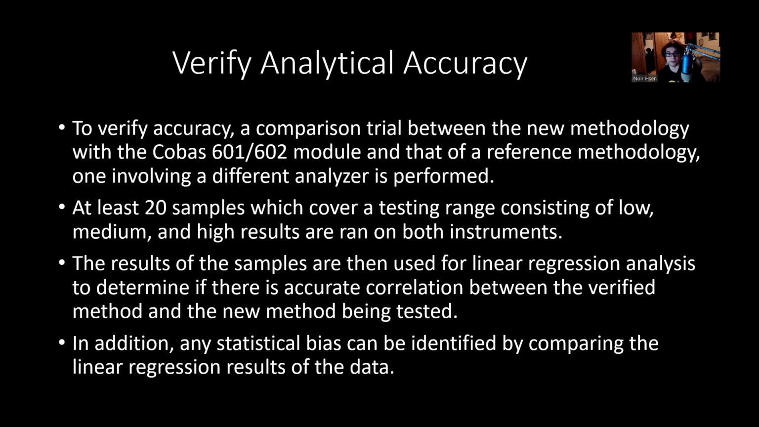First thing is we need to verify our accuracy. So we're going to do a method comparison between the cobas 601/602 module, the one that you're going to validate, and a reference methodology that's already been validated, say the 411 module. Let's say we have a 411 module that's been validated for it. So we're going to do 20 samples. It's a mix of samples, low, medium, high, on both instruments, and then we're going to do a linear regression analysis of this, and compare to see if there's a correlation between the results, and there should be if it's a good instrument and it's working properly.